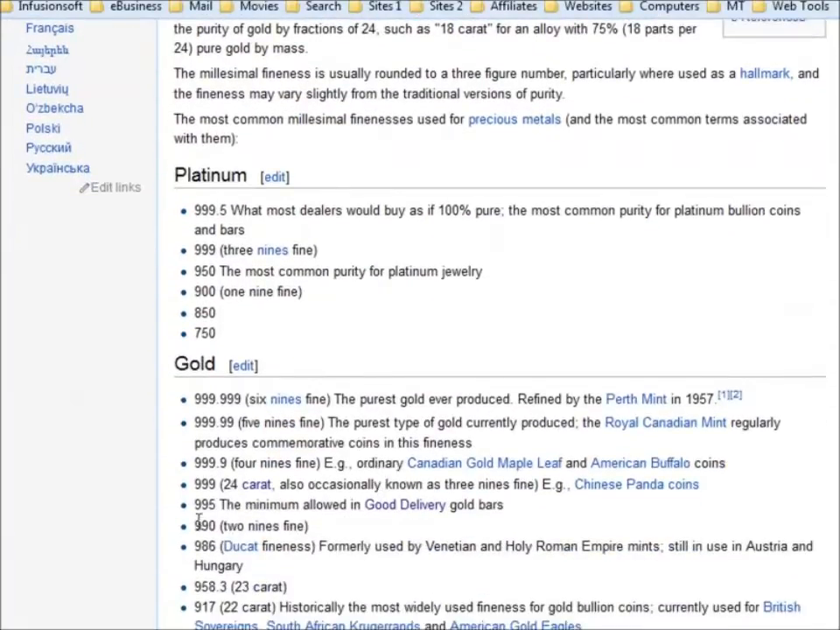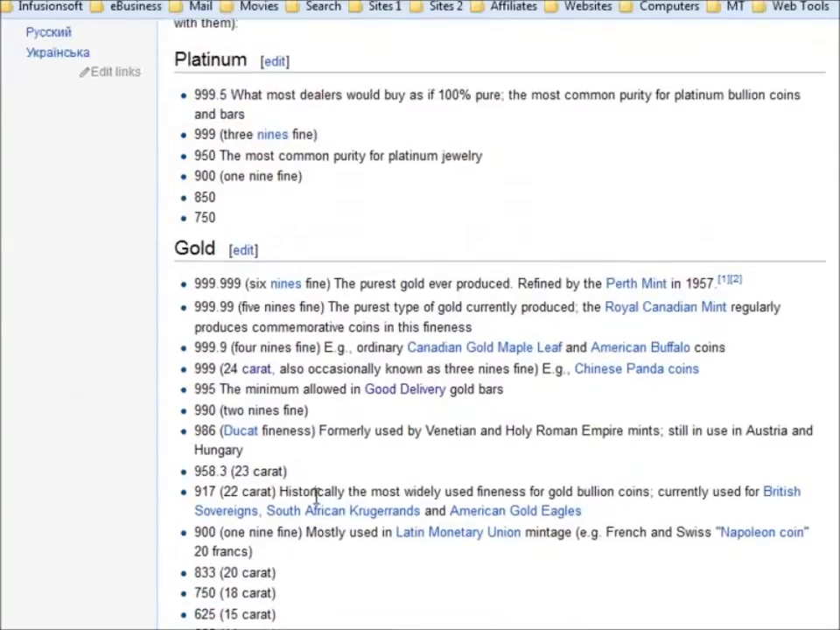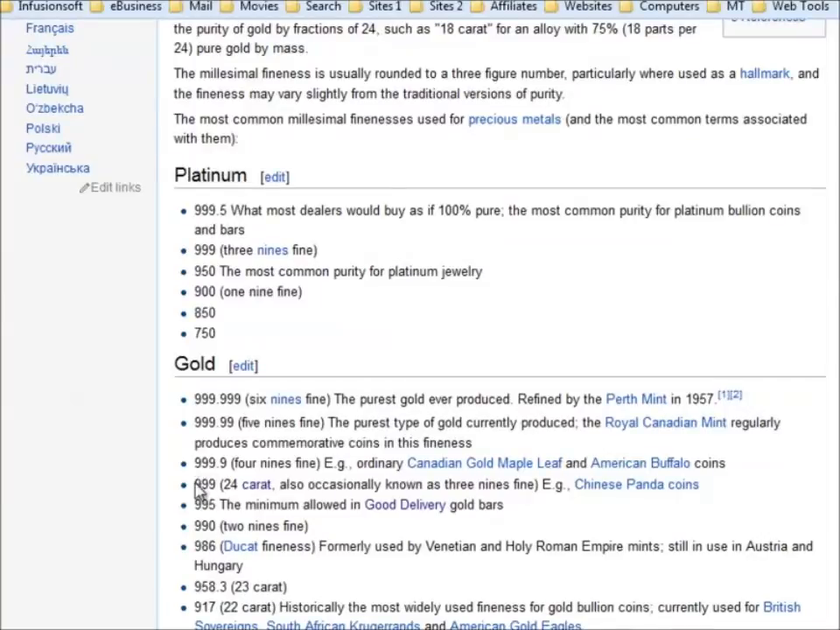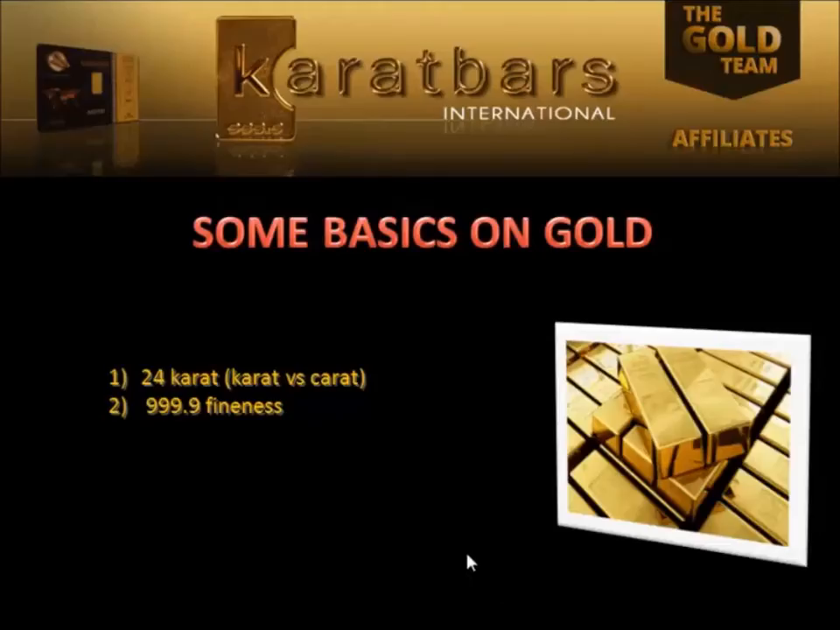If you have a look at gold here, you can go right down. 18 carat is regarded as 750. This is 9 or 10 carats, there's 400 odd. And we're up here. Let's have a look. 999 is regarded as 24 carat. And 999.9 is the standard which our Karatbars is manufactured to, the fineness. Okay, so that's the fineness, or where you get the 999.9. It is parts per thousand, so in other words, it's 99.99% pure.